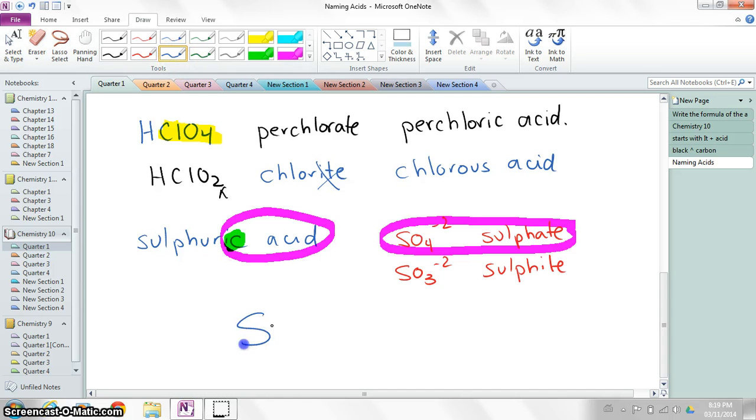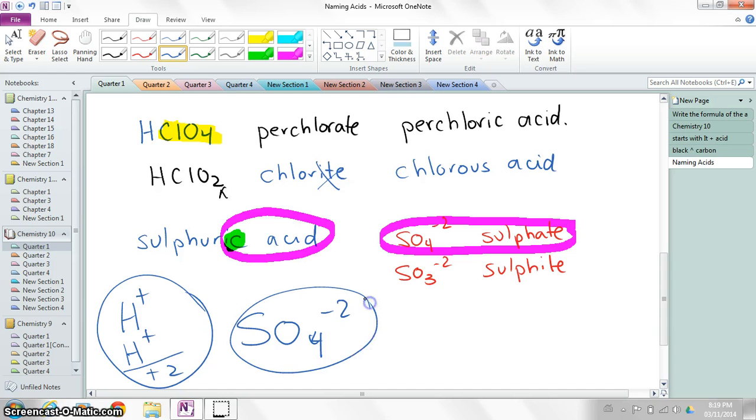So sulfate, SO4 -2. How many hydrogen ions do you need to balance out the charge on the sulfate? You're right if you thought 2, because that would be a +2, which would balance out the -2 in the sulfate. So it would be H2SO4.